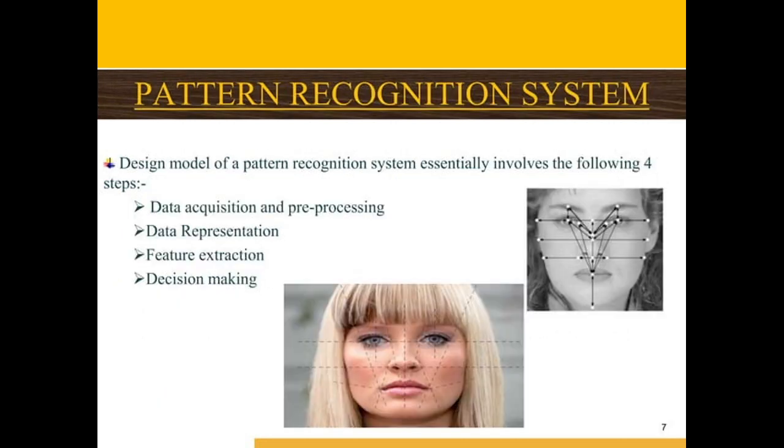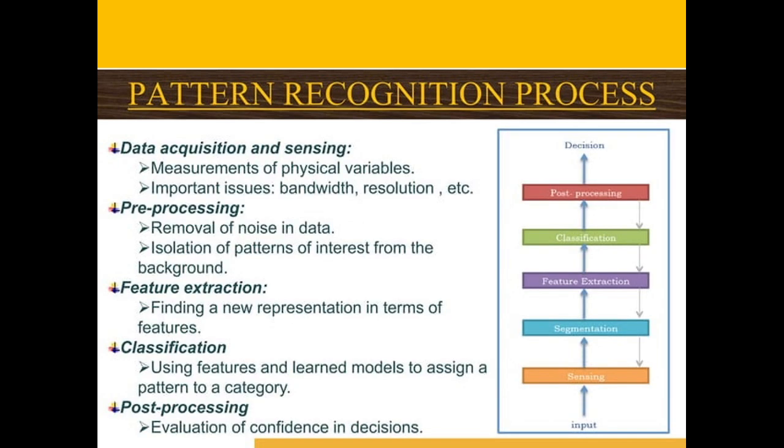For that we have to design a system. What should a recognition system have? It should follow 4 steps. First, it has to acquire the data and pre-process the data. Next, it has to represent the data. Third is feature extraction. Finally, it has to decide; decision making is the last step. So these are all the processes here: data acquisition and sensing. The first step is acquisition, next is pre-processing. What is acquisition? Measurements of physical variables.